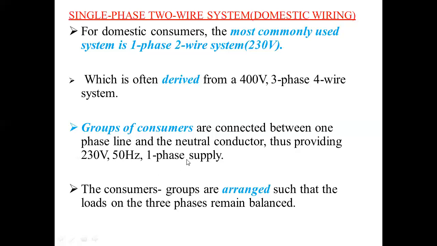Single phase supply means what? We are taking the single phase 2-wire. 2-wire means one wire will be the phase line, as shown here, and the other wire will be the neutral conductor. So one phase, one neutral. That gives the voltage of 230 and the frequency of 50 hertz. So we can say that is single phase supply. The consumer groups are arranged such that the loads on the three phases remain balanced.